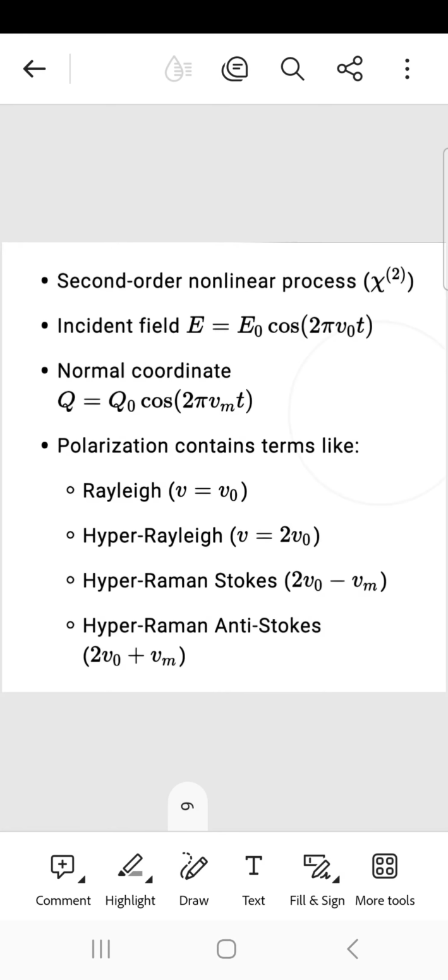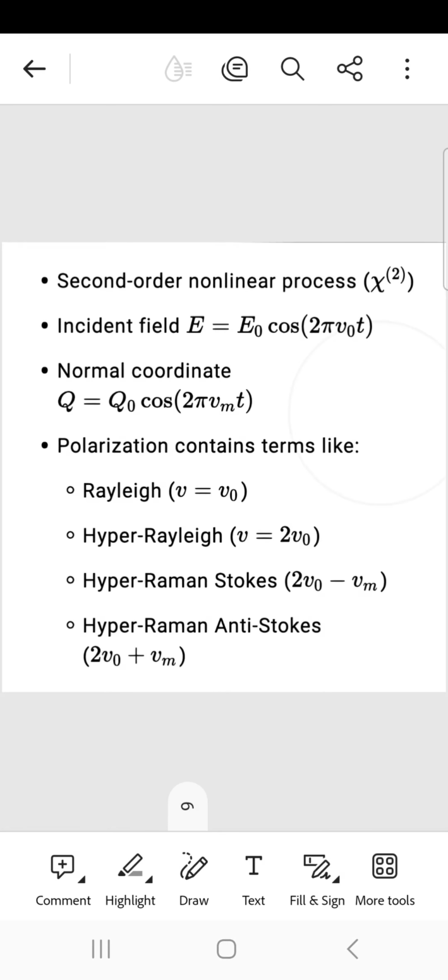Then this is the schematic representation of hyper-Rayleigh and hyper-Raman scattering. That is, in hyper-Rayleigh scattering 2 nu0 is the frequency, and in hyper-Raman, Stokes and anti-Stokes are at 2 nu0 plus or minus nu-m. Then let's discuss the classical treatment of hyper-Raman effects.